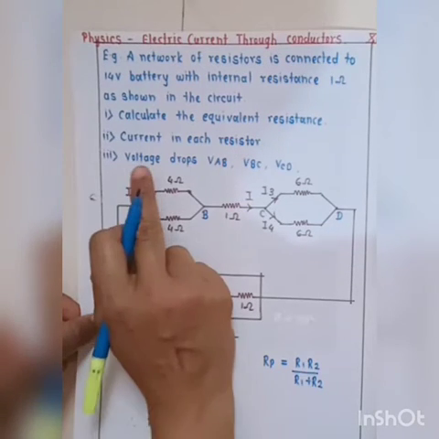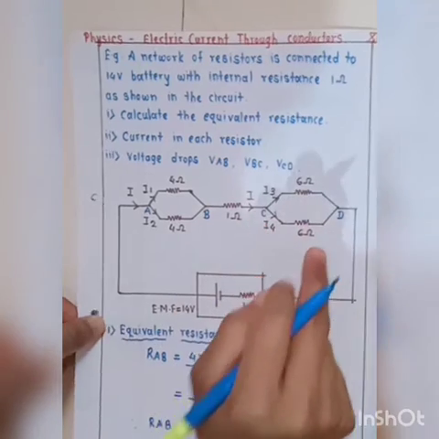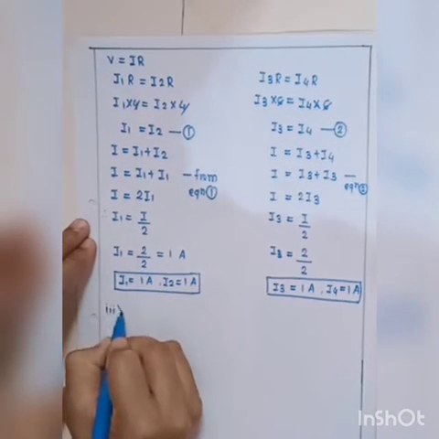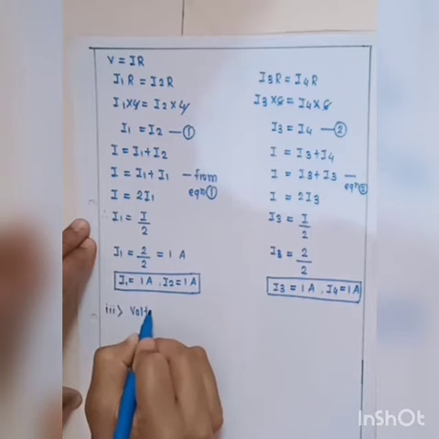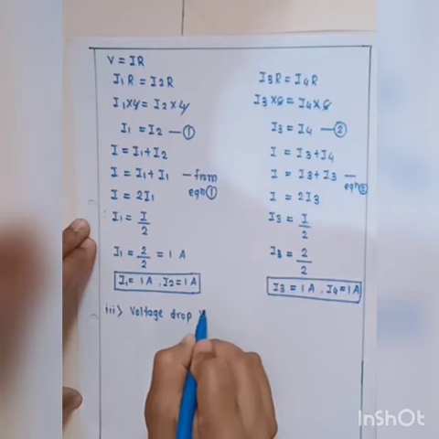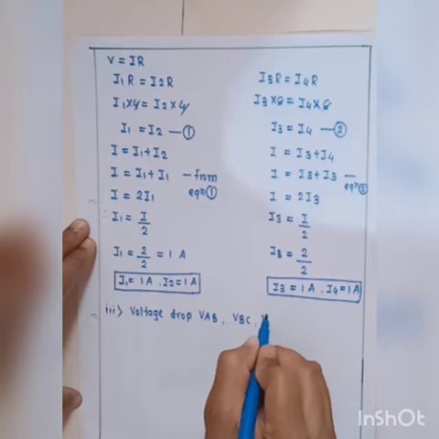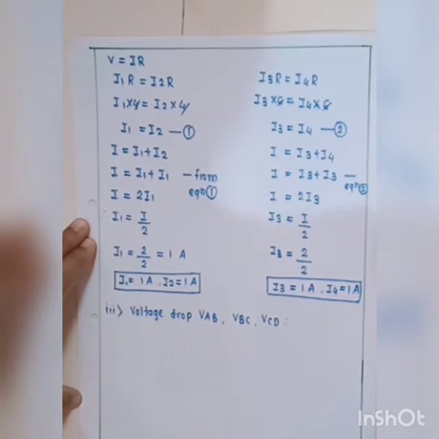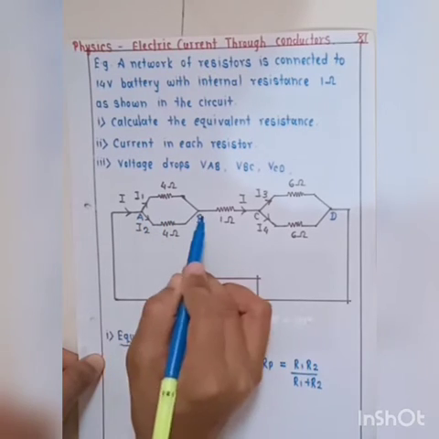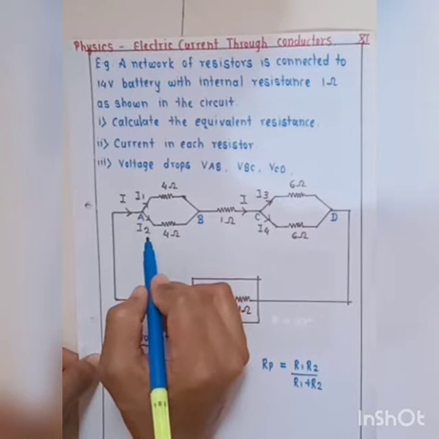Now the third point is voltage drops across AB, BC and CD. Now we have to find the voltage drop across AB, BC and CD. We know the formula V is equal to I into R.